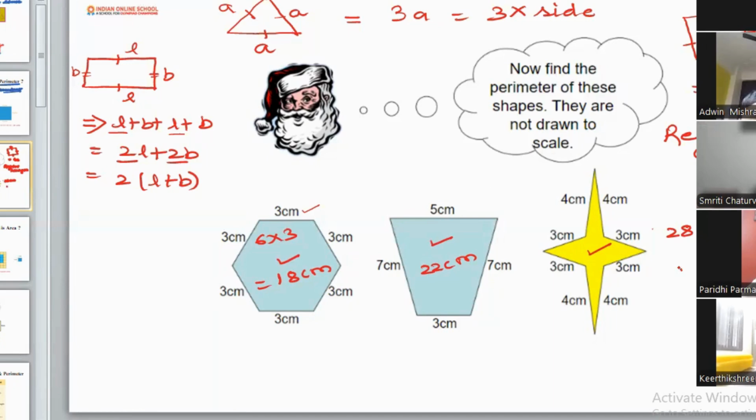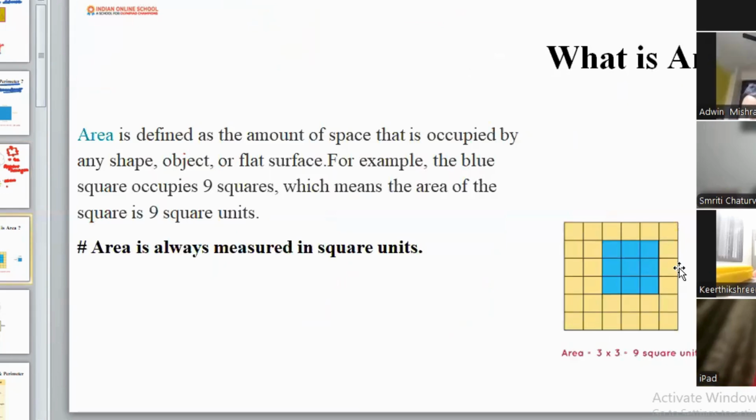Now I am supposed to find out how many tiles I can put over here, or what the length of the carpet I should put over here. So what I'm supposed to find? Area. Very nice. Okay, so the next topic what we are going to have is area. Got it, everybody? So what is area? Area is the amount of space that is occupied by any shape.